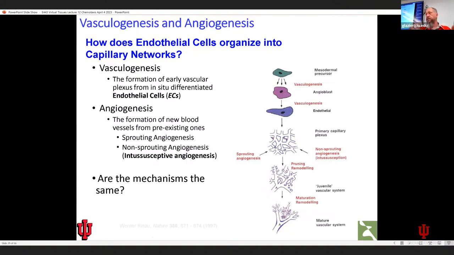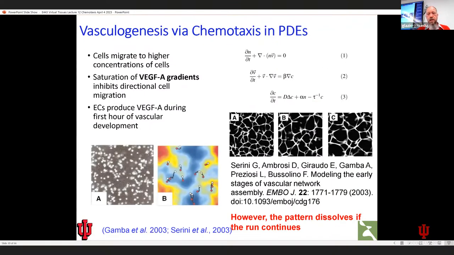In one case, you have a strut of cells or a tube of cells, and you have branching coming off of that tube. In the other case, you have dispersed cells behaving as individuals. And so the question is, can we actually model these things together?